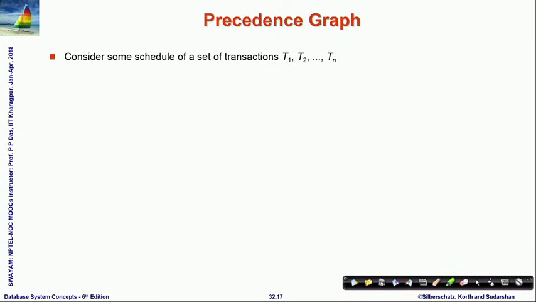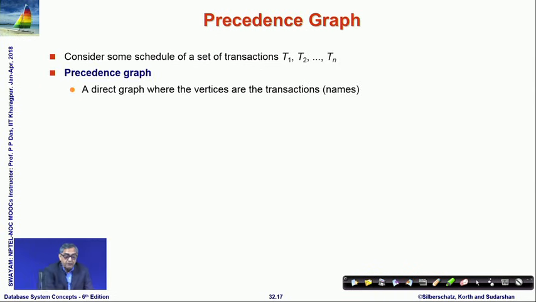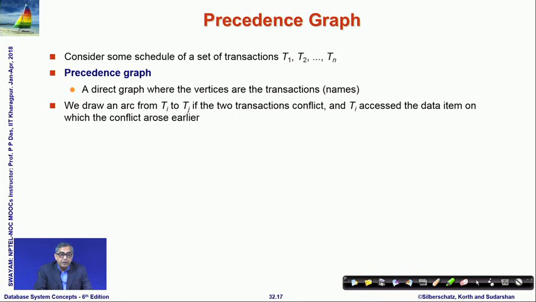Now, the question naturally is, how do I detect if a schedule is serializable? The process is to construct what is called a precedence graph. If I have a set of transactions, then I construct a directed graph, where the vertices are the transactions, their names, and we will draw an arc from T i to T j, a directed edge, if these two transactions T i and T j are conflicting.